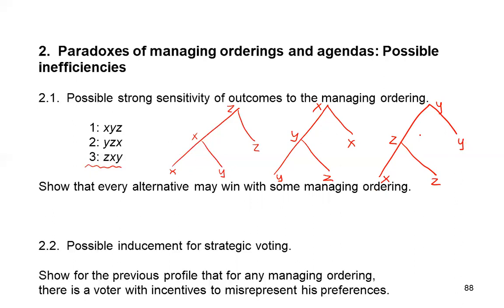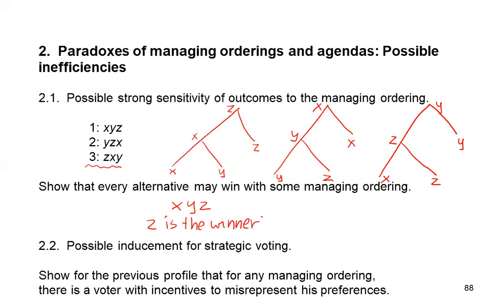And this also creates inducement for strategic voting. For any managing ordering, for any of those agendas, there is a voter with incentives to misrepresent his or her preferences. Let's take a look at the first agenda, X, Y, Z. Under this agenda, Z is the winner.